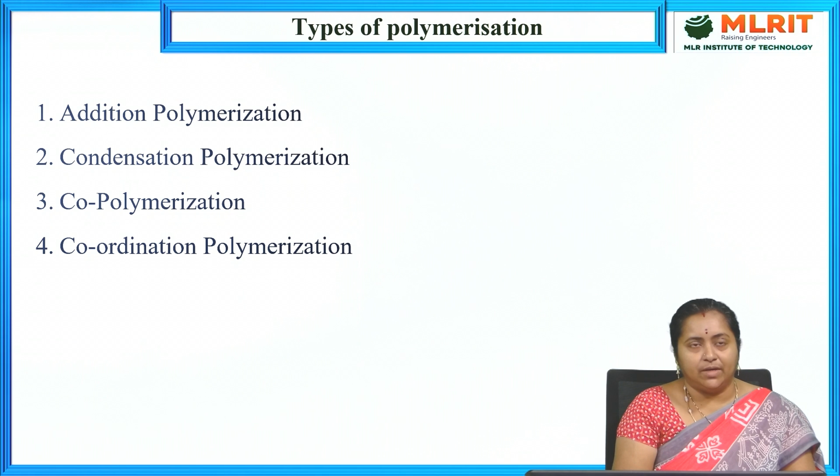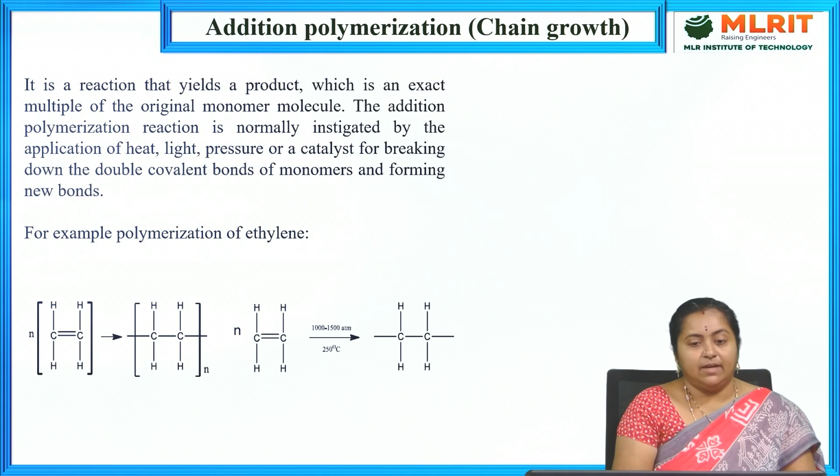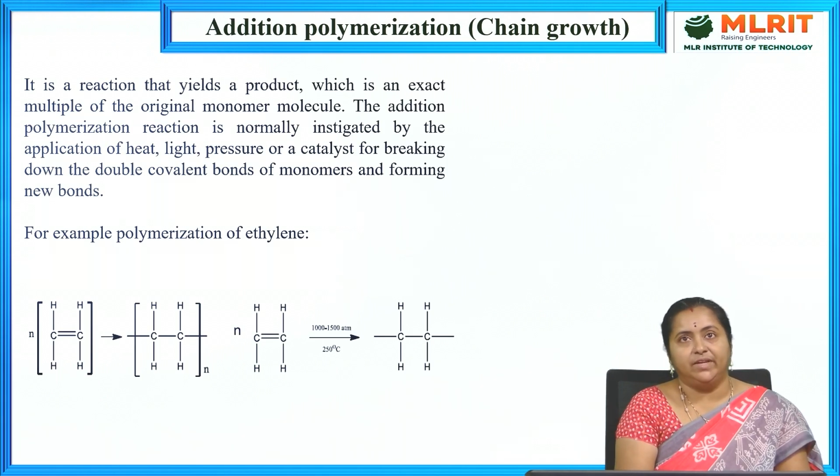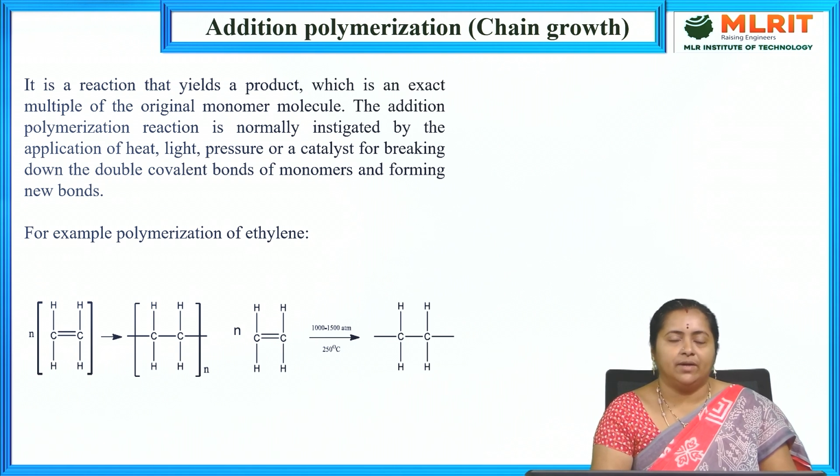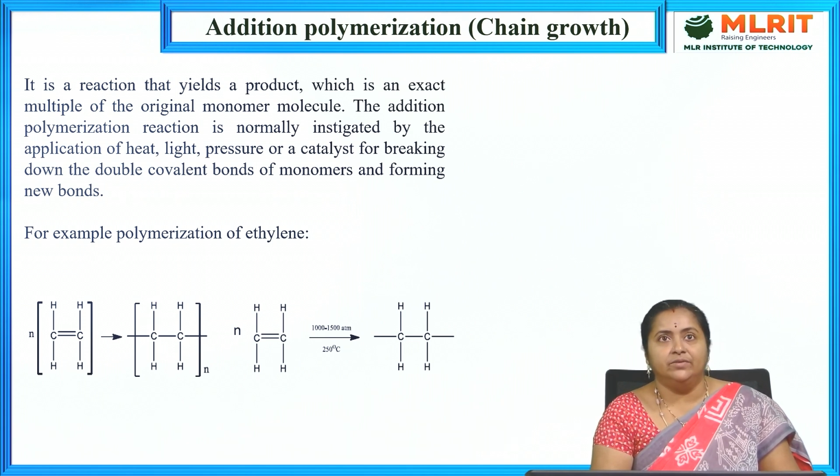Before going to that, let us first have an idea about the polymerization reaction. The process in which 2 or more same or different monomers combine repeatedly, resulting in the formation of a macromolecule or huge molecule called a polymer, is what we call a polymerization reaction. How many types are there in general? 4 different types of polymerization reactions: the first is addition polymerization, the second is condensation, the third is copolymerization, and the fourth is coordination polymerization. Let us start with the first one, addition polymerization.